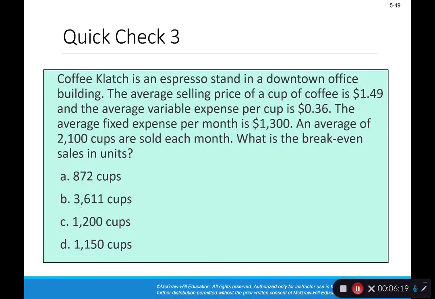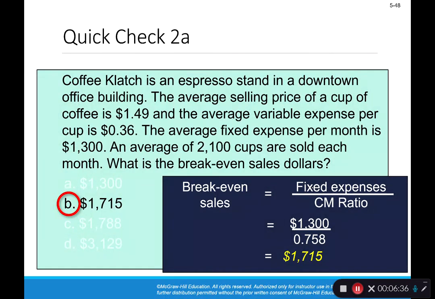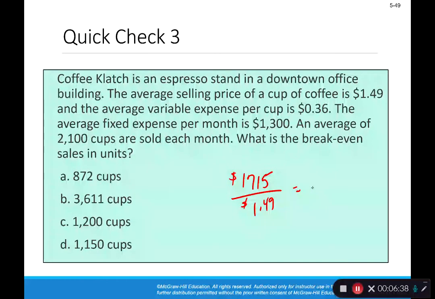Now, the next question wants to know how many units. Well, I already figured the dollars were $1,715. So if I divide by the $1.49 selling price, I can get my answer quickly. And I get 1,151. So the closest answer is D, 1150.